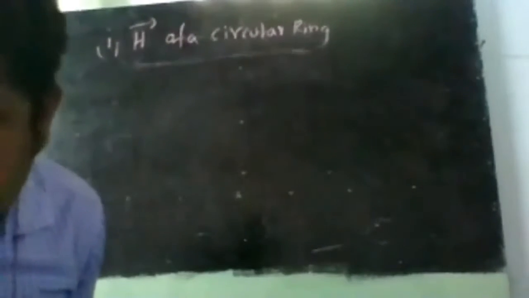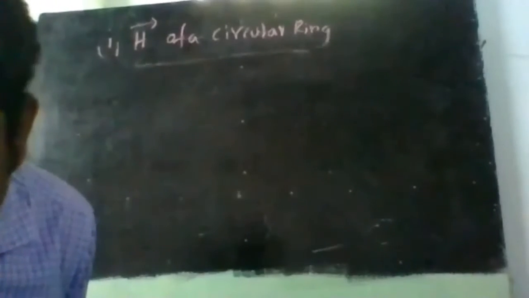So the two derivations: one is the infinite line conductor, the other is the H bar due to a circular ring. Let us derive this expression and then we'll continue with the other things. Let us see the derivation.